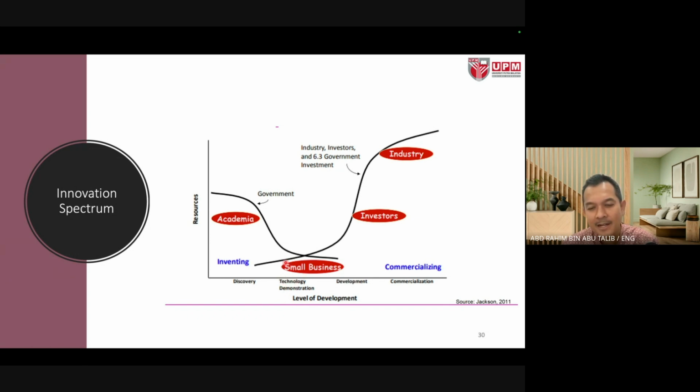And then going into higher TRL 6, 7, normally, are the development stages, okay? And finally TRL 8 and 9, commercialization takes place. So in terms of responsibility, the researchers, and then small businesses, investors, and then finally the industry coming into the picture. So this is basically the whole process of innovation.